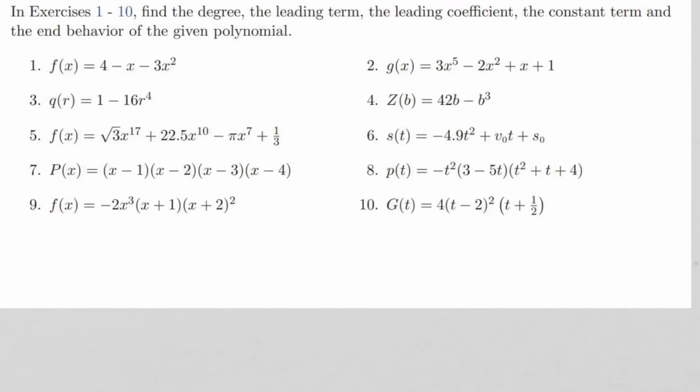Okay, so let's look at a few of these here, only in terms of end behavior. We already talked about the leading term, the degree, and the leading coefficient, and as well the constant term. So now we'll address the end behavior of these functions here. So in problem number 1, for example, let's just put that in descending order, highest to lowest. Okay, so I can see right here that I've got my degree being 2.